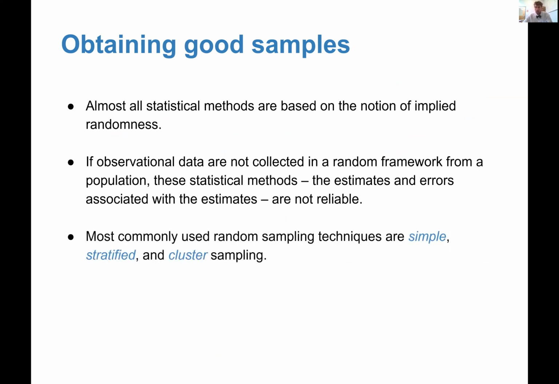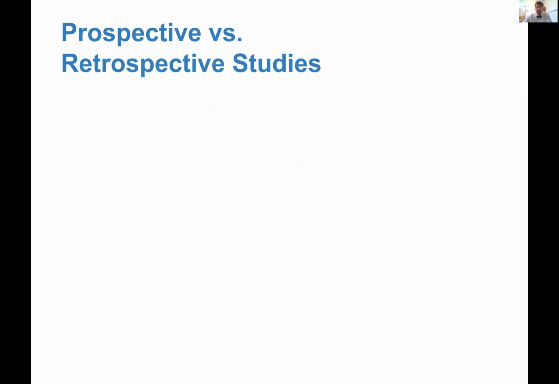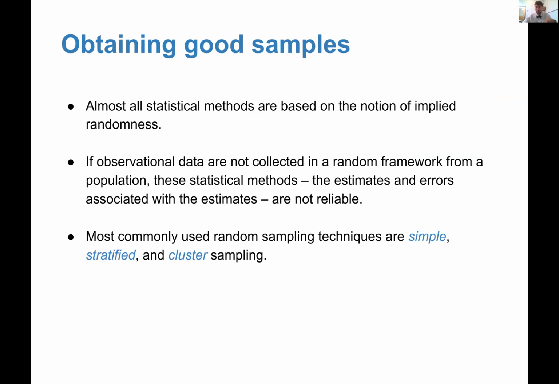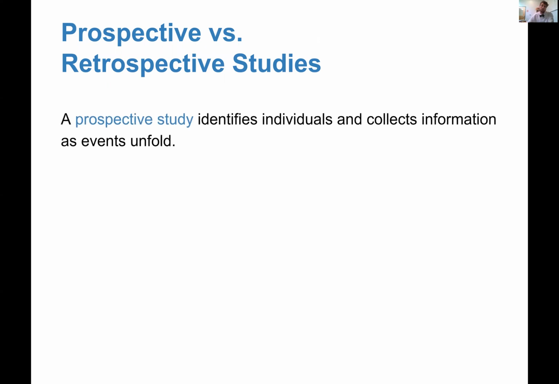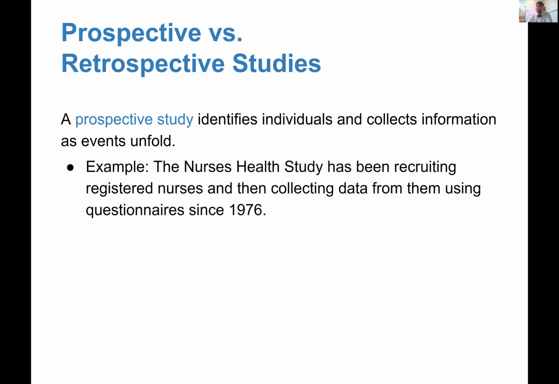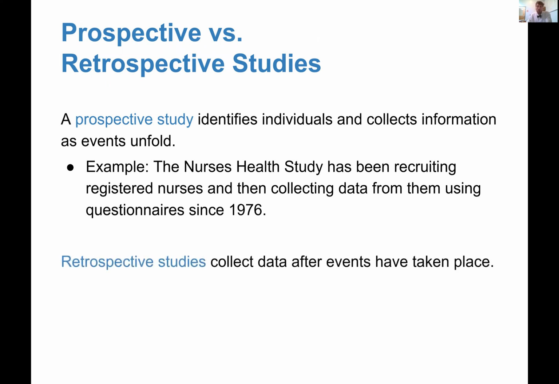Okay, now there's 3 different kinds of random sampling. There's simple, stratified, and cluster. And I'll get back to those 3. But first, I'm going to talk about the 2 types of observational studies: prospective and retrospective studies. So a prospective study identifies individuals and collects information as events unfold. So for instance, the Nurses' Health Study has been recruiting registered nurses and then collecting data from them using questionnaires since 1976.